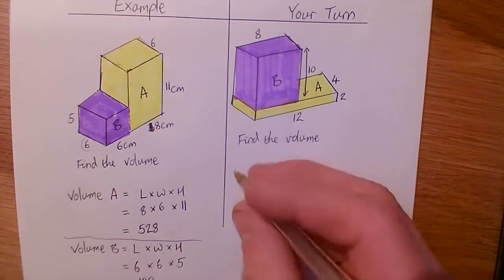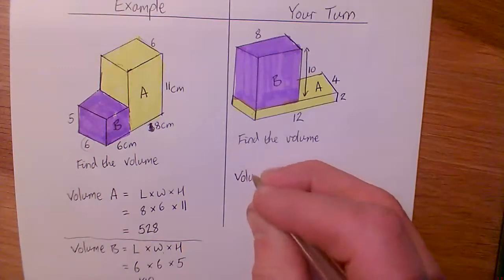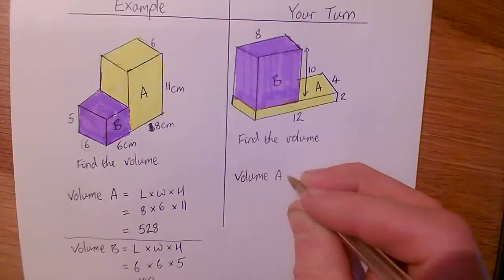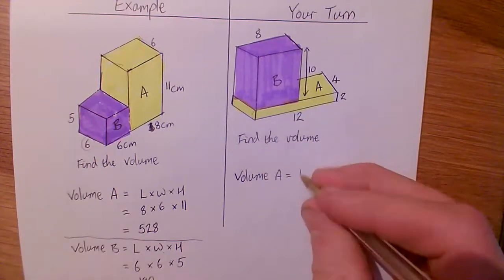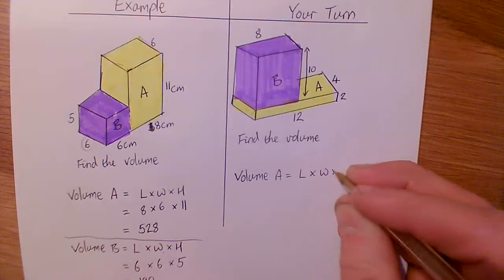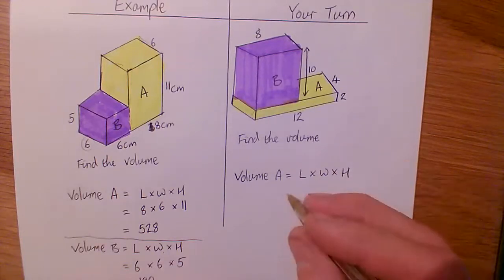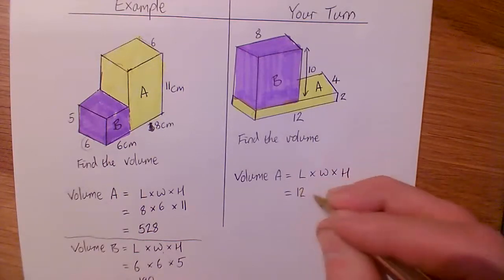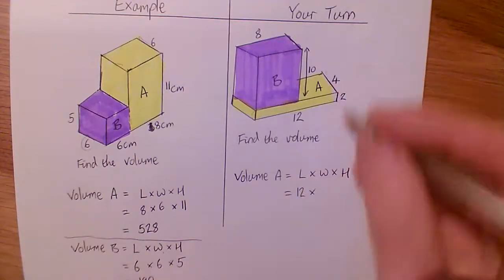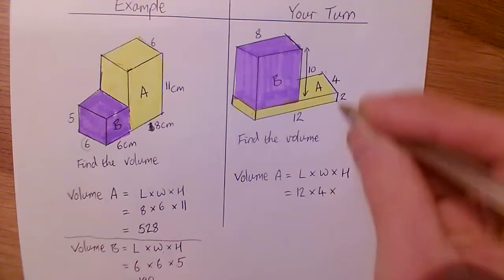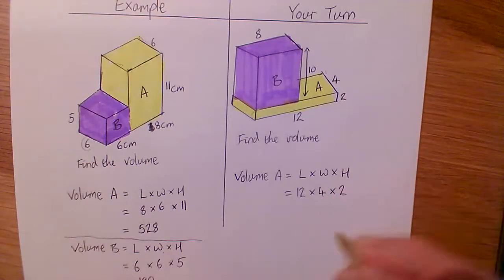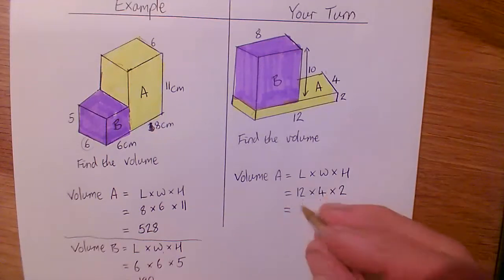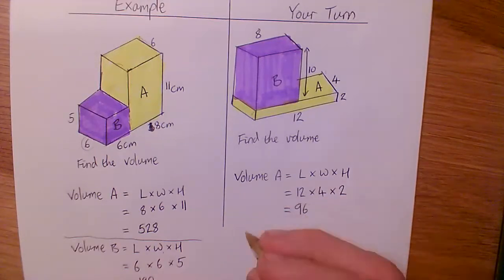Great, hopefully you've had a go. So let's run through. We have volume A. Always that same volume formula if you've got a cuboid, so length times width times height. Well, our length here is 12. Our width here is 4. And our height here is 2. Now you can work that out on the calculator and it will give you 96.